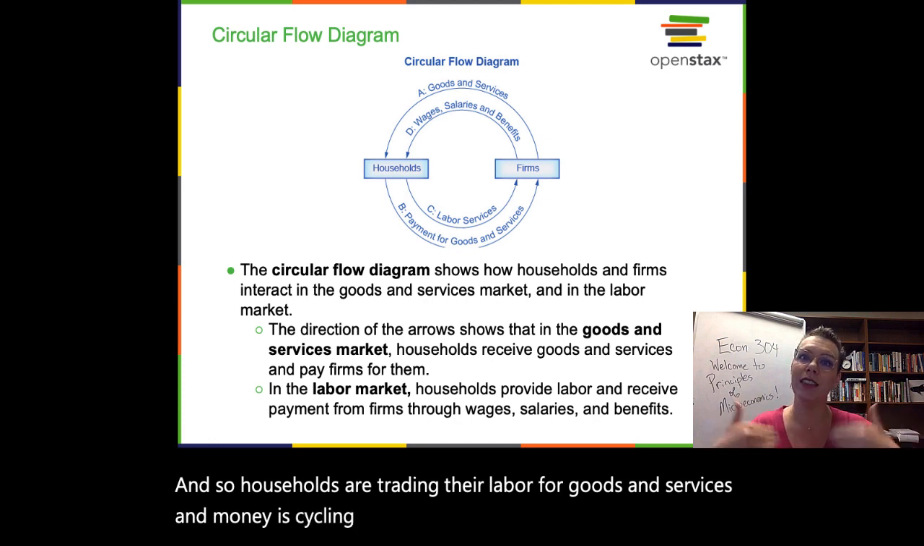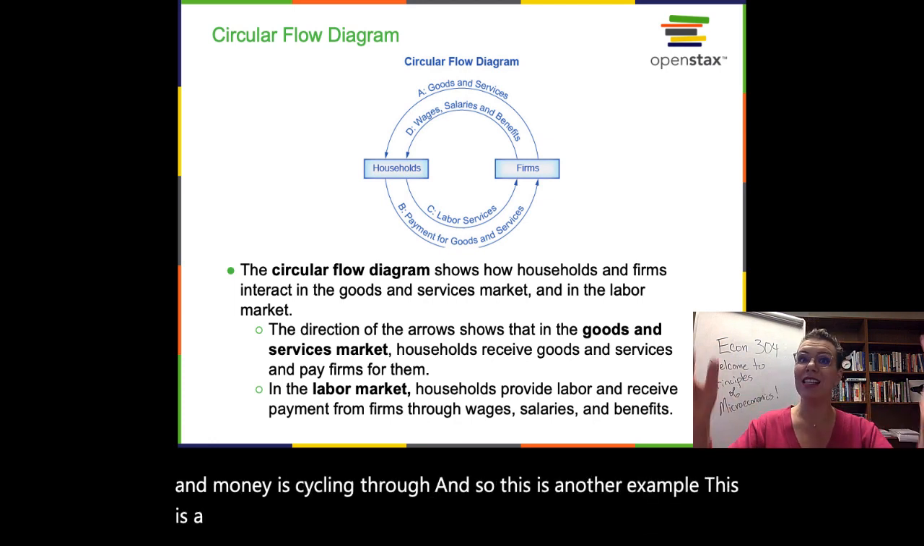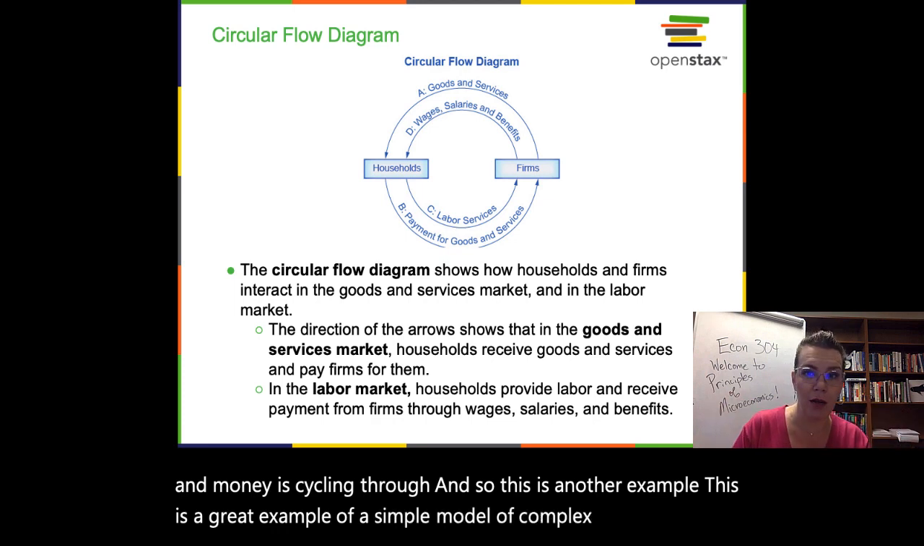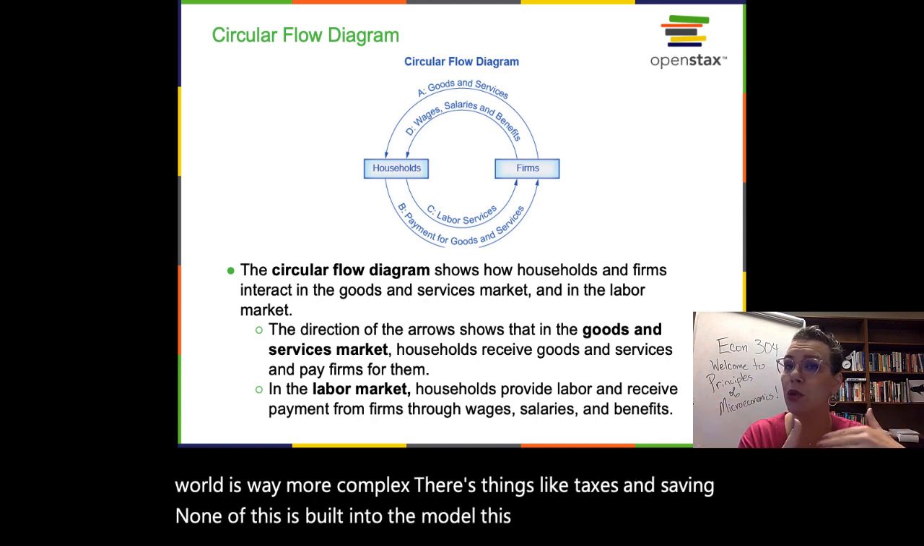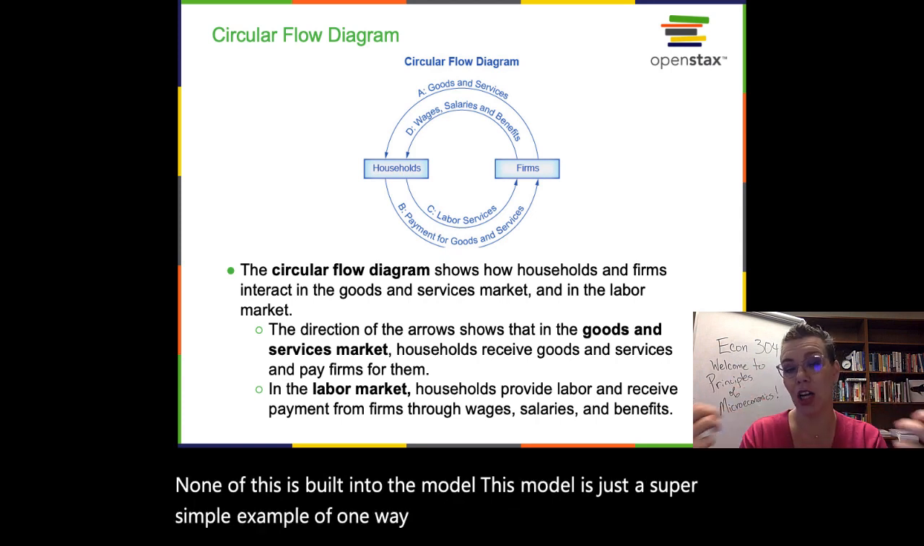And so this is another example. This is a great example of a simple model of complex reality. The real world is way more complex. There's things like taxes and saving. None of this is built into the model. This model is just a super simple example of one way of looking at an economy.